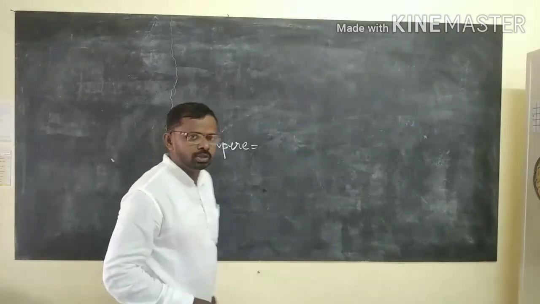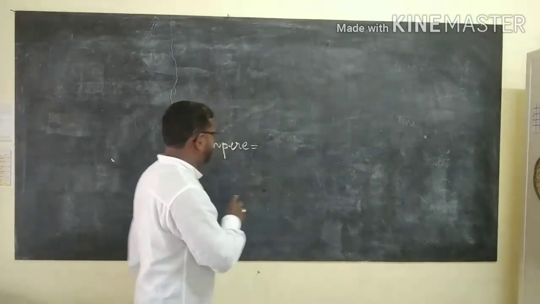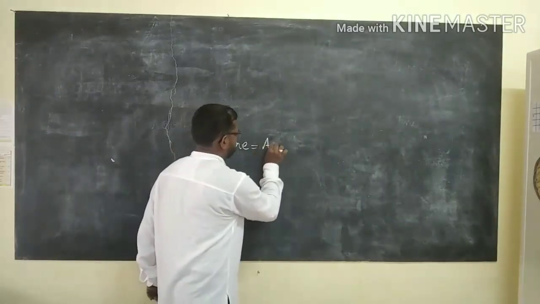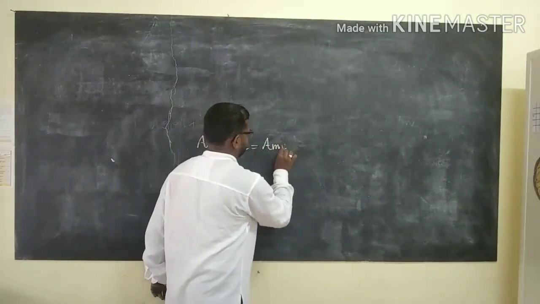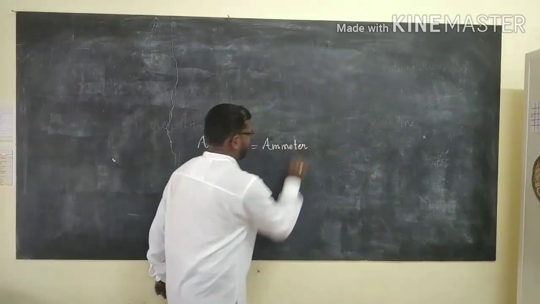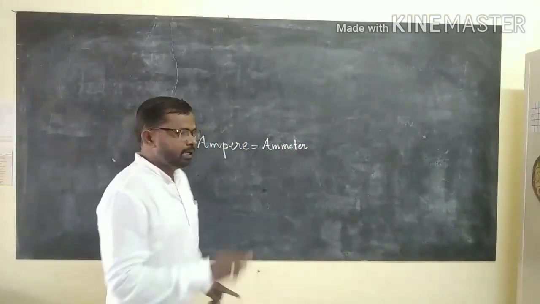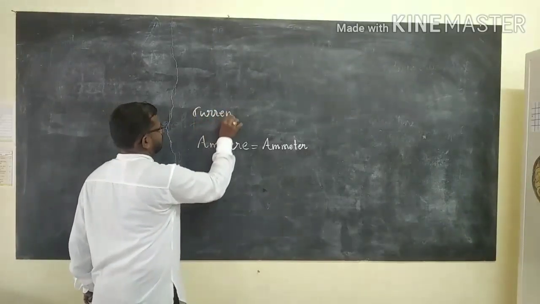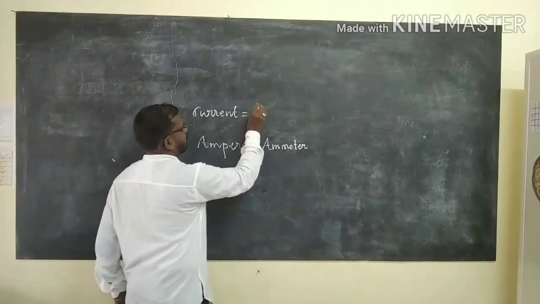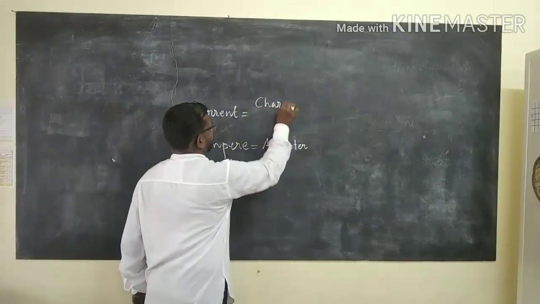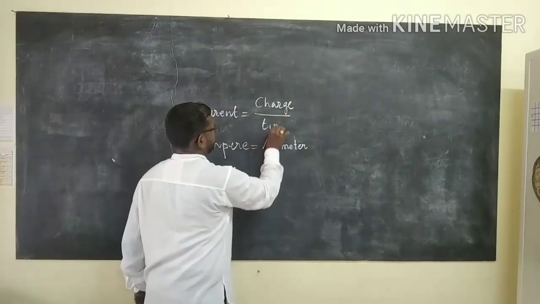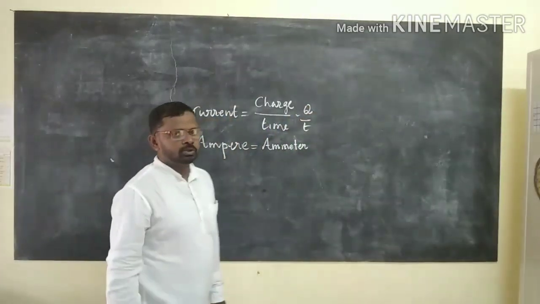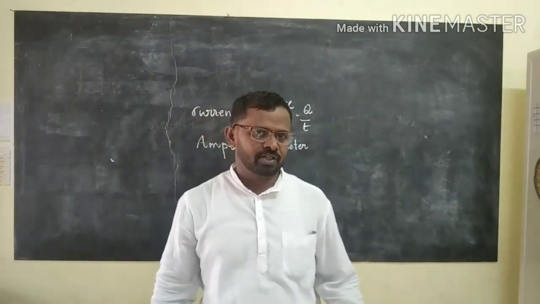Which instrument is used? Yes, ampere is measured by an instrument, the ammeter. And the rate of current can be formulated as charge by time. This is the formula: Q by T. Students, you know the potential difference.